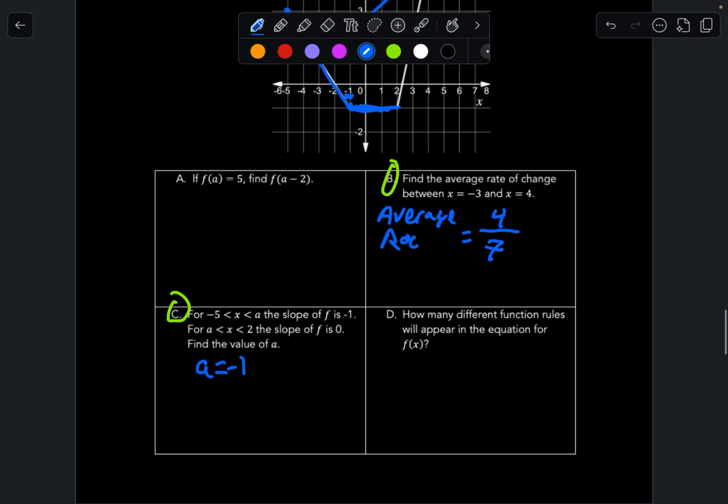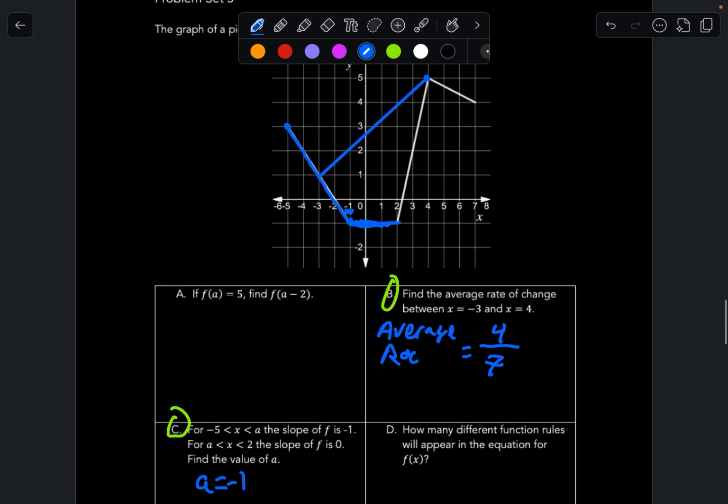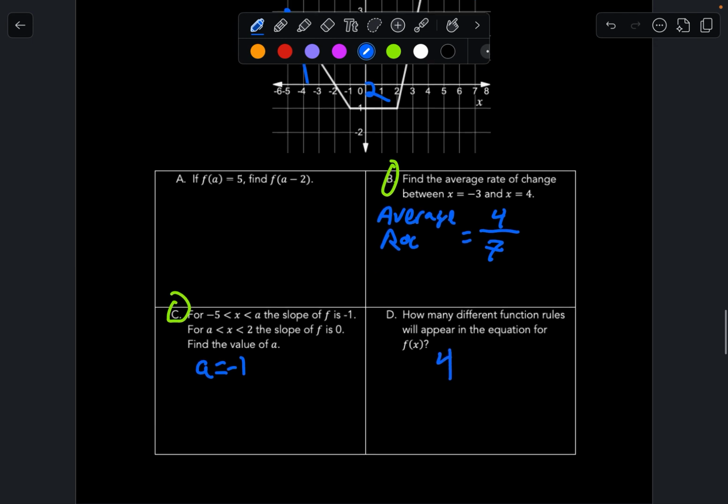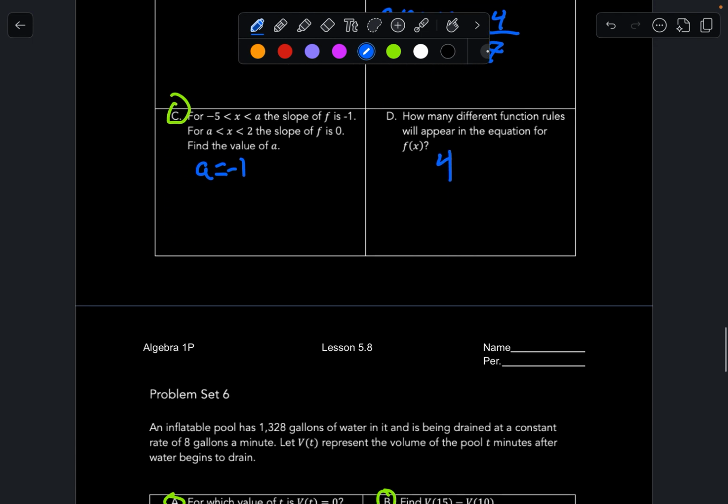Just real quick, since I'm right here, how many pieces to this graph are there? You just count up all the different number of pieces. You got 1 piece here, 2, 3, 4. There are 4 pieces. That's how quickly you can do this.